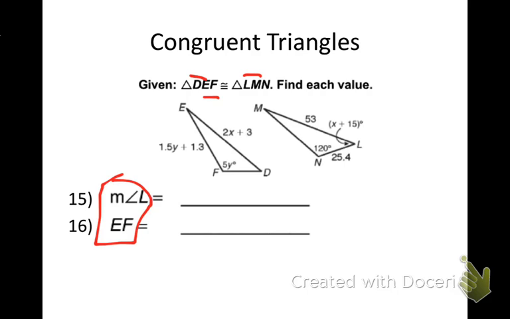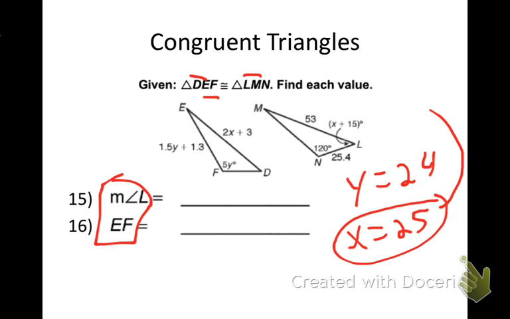So hopefully you work some of this out, finding some of these different angles. You would have to find out that y equals 24, and x comes out to be 25 to really find anything. When you know that, you can plug it in. I'm going to find angle L first. I'm going to take this information, x equals 25, plug it in up here, 25 plus 15. L comes out to be 40 degrees.